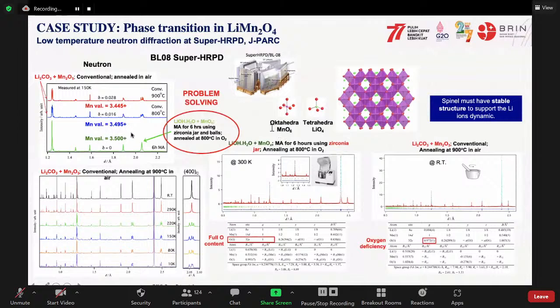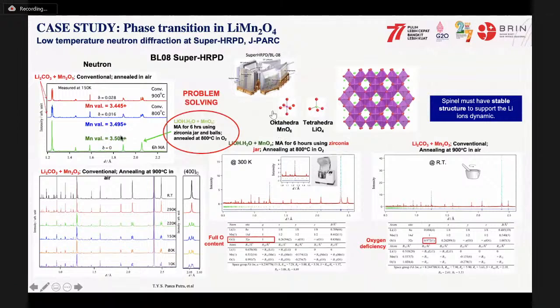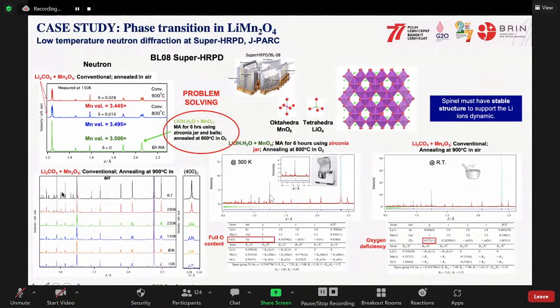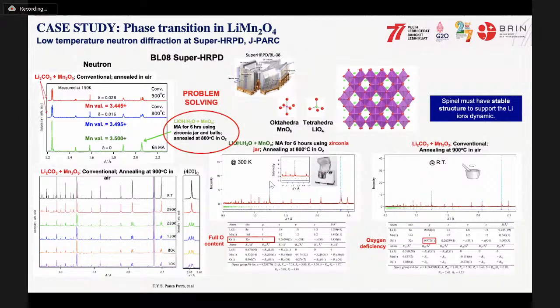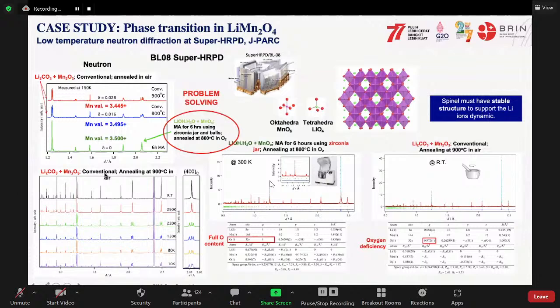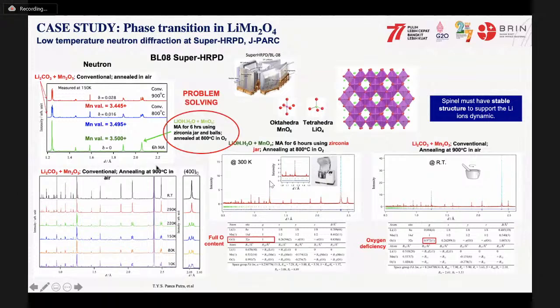But for the material synthesized from lithium hydroxide using mechanochemical mixing and heating at 800, we can synthesize stoichiometric LMO here. And we would also like to learn what happens if we synthesize by different methods, using different raw materials and different methods of mixing and annealing temperature. And we studied this structure at low temperature, from room temperature down to 10 K.